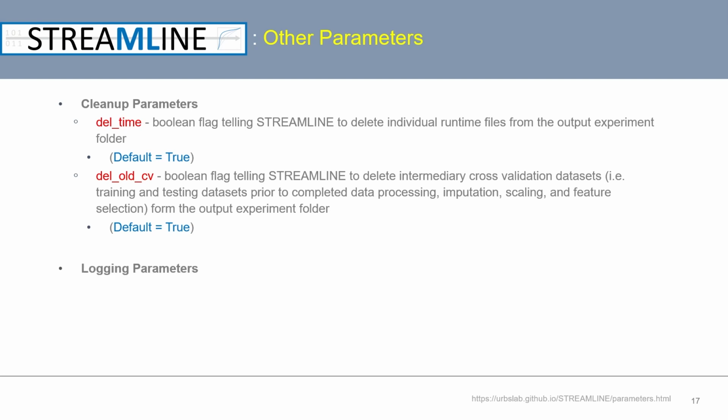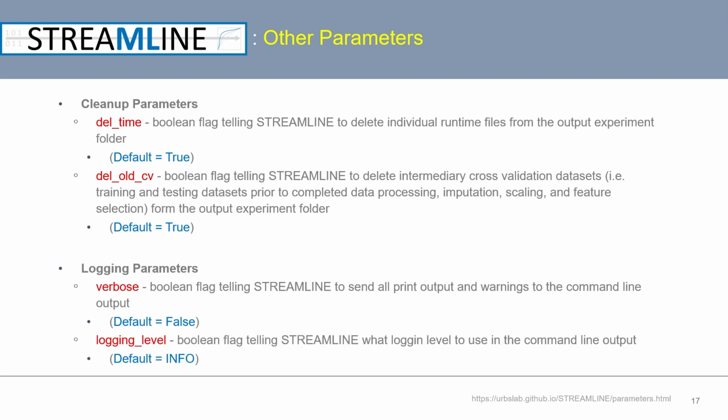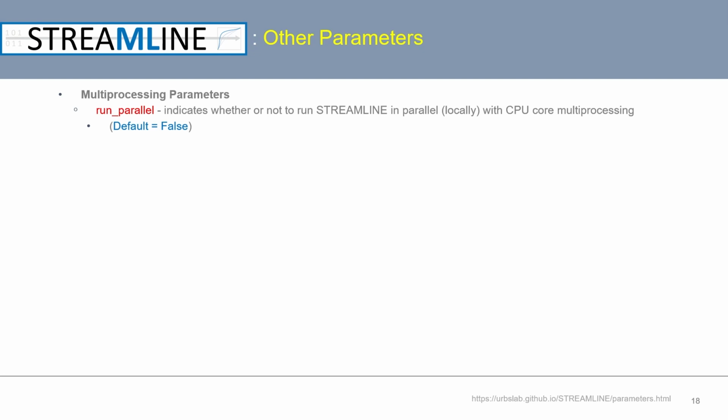STREAMLINE also includes some logging parameters. Verbose is a Boolean flag telling STREAMLINE to send all print output and warnings to the command line output. This is set to false by default. And logging level is a Boolean flag telling STREAMLINE what logging level to use in the command line output. This is set to info by default. And finally, we have some multiprocessing parameters. Run parallel indicates whether or not to run STREAMLINE in parallel locally using CPU core multiprocessing. This is set to false by default.